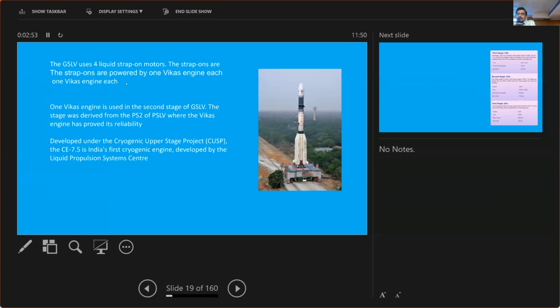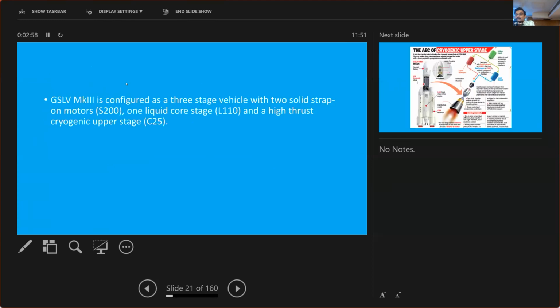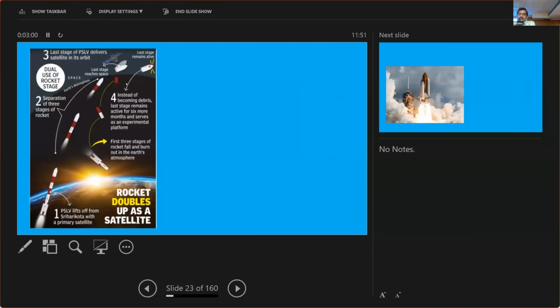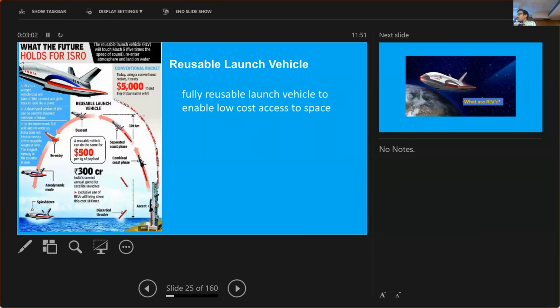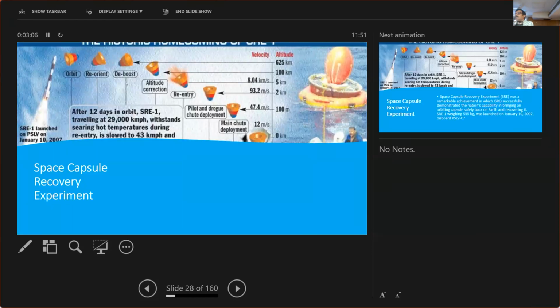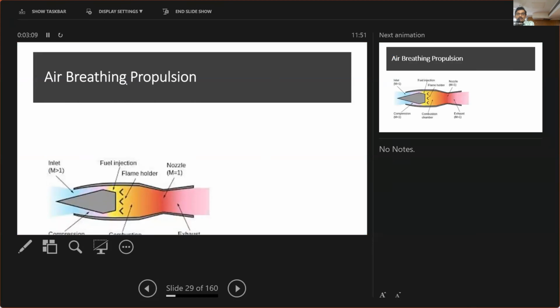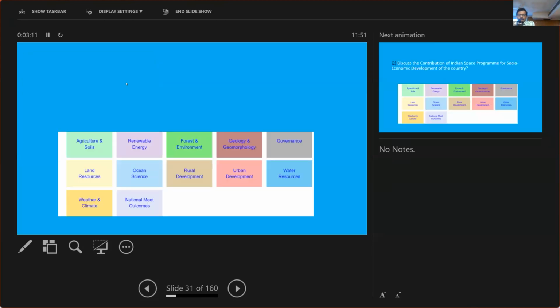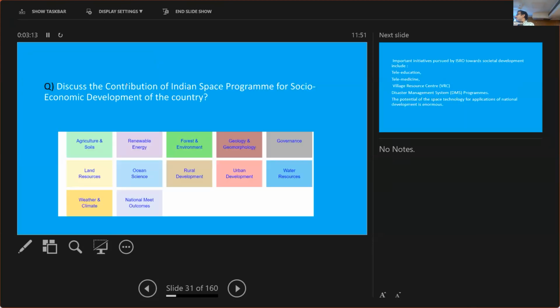Look at the difference between strap-on motors in GSLV Mark II and GSLV Mark III. All these are the things. Then we are talking about reusable launch vehicles. Then we talked about space capsule recovery. Then we saw air breathing propulsion. We saw the applications of ISRO in the socio-economic development of the country.